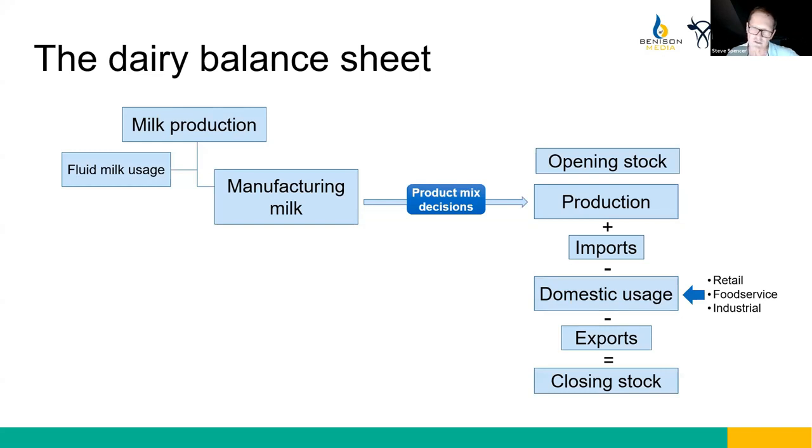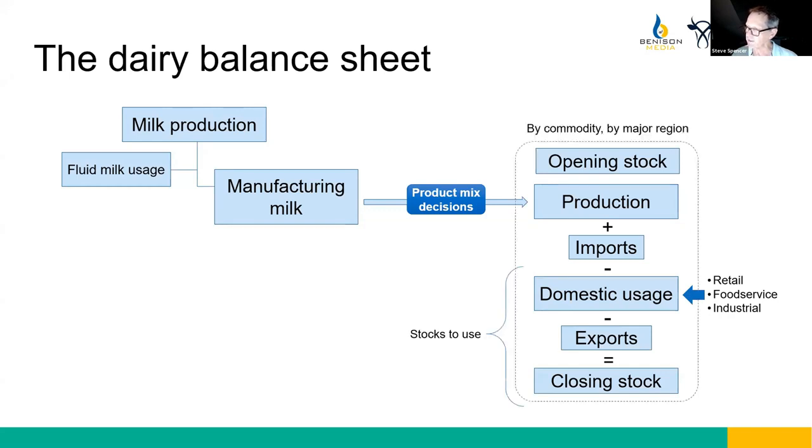Then when we step through the rest of what we call the balance sheet, the complications get a little bit murkier, because naturally there's an opening stock, there's imports in most regions, there's a domestic offtake into the marketplace, and exports, leaving a closing stock. The number of difficult issues is compounded by the fact that you look at each major region by commodity, so you've got a very complicated marketplace.